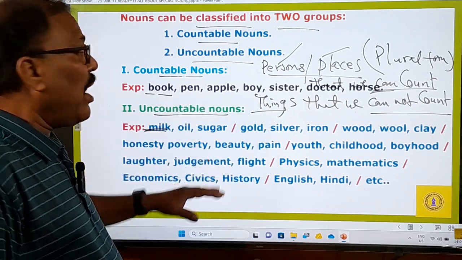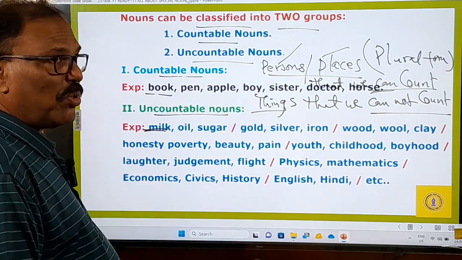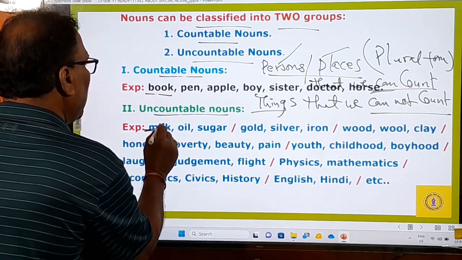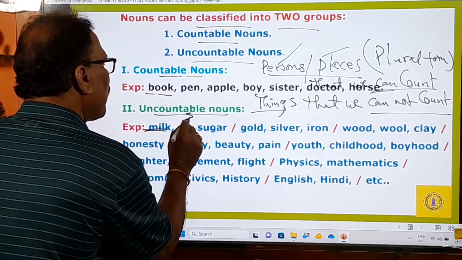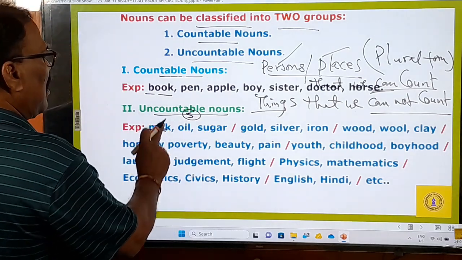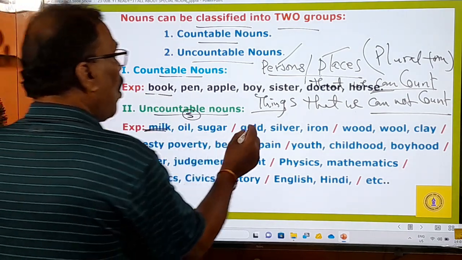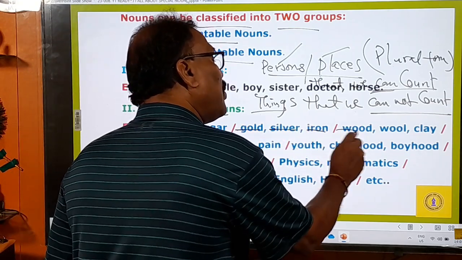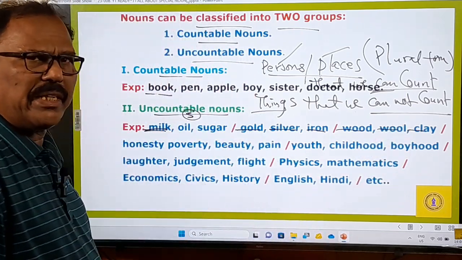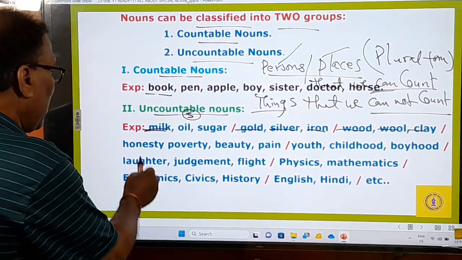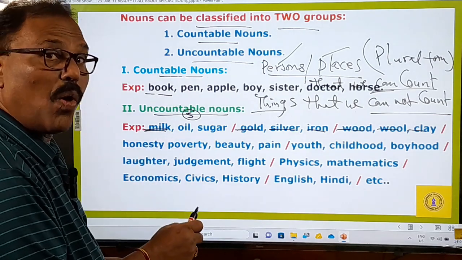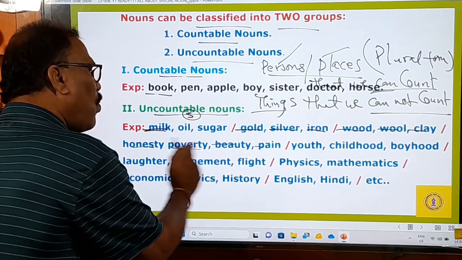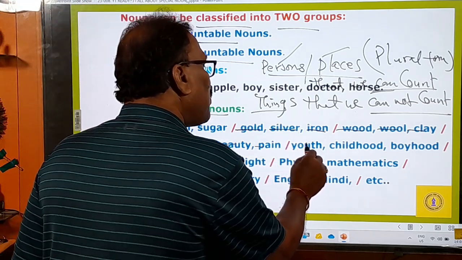So here, these are the uncountable nouns. You cannot count them. And actually, what are the uncountable nouns? Here I must tell you one thing. All names of substances. Milk is a substance, oil is a substance, sugar is a substance, all names of metals, gold, silver, iron, all names of materials, wood, wool, clay, these are all materials out of which things can be made. And all names of qualities. Honesty is a quality, poverty is a quality, beauty, pain, these are all qualities. All names of states.